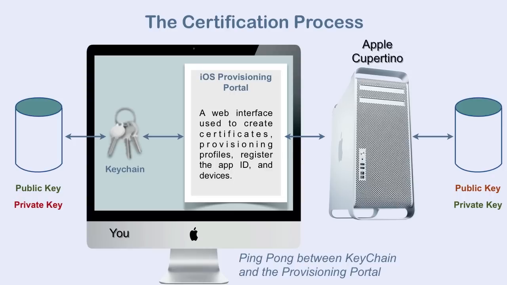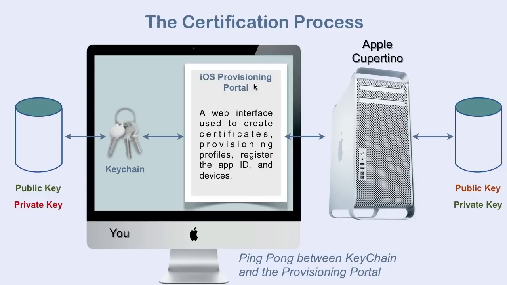Here is the certification process. When Apple wants to send encrypted information to you, they have a public key and you have the corresponding private key. So any information they send to you, you will be the only one able to read it. And the other way around. When you want to send encrypted information to Apple, the keychain access will encrypt it using the public key, for which Apple has a private key. So between your computer and Apple's computer, there will be a ping-pong of encrypted messages sent around. On your side, you will use the Keychain Access program, and on Apple's side, they will provide a website called iOS Provisioning Portal.